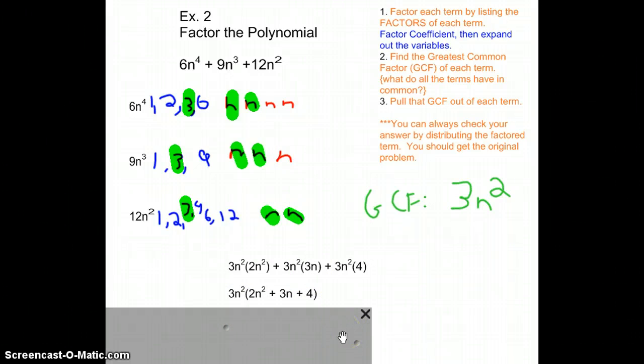So again, you've got to find the greatest common factors of all the terms involved in the polynomial. Factor out each term. Start with the coefficients, just like you did in 4th, 5th grade. And then just list out the variables you have, expand them out. Then find what they all have in common and pull those out, divide them out. We'll do some more of these practice in class.